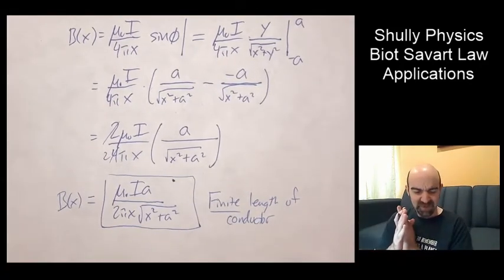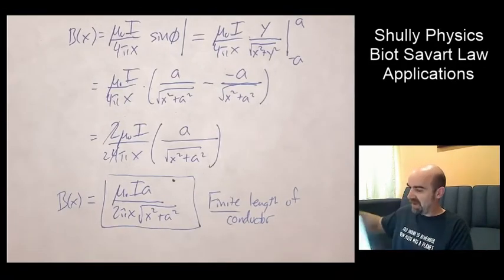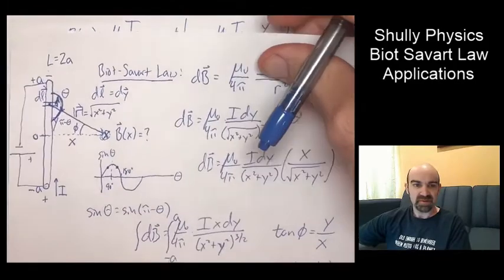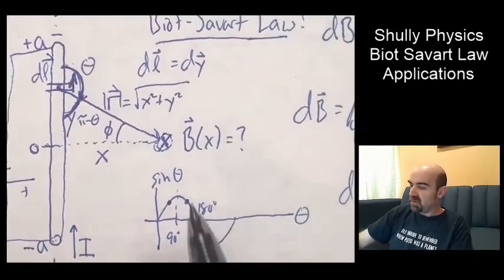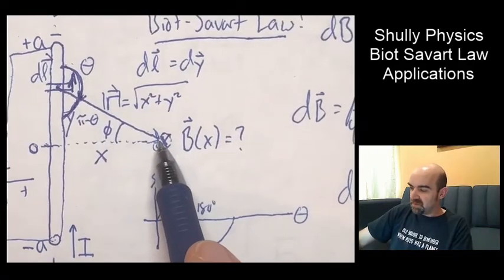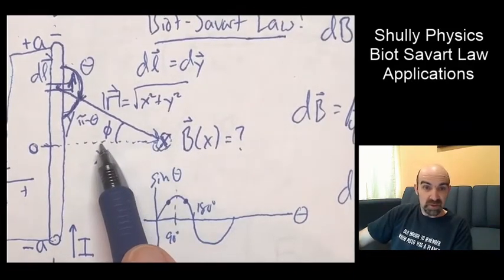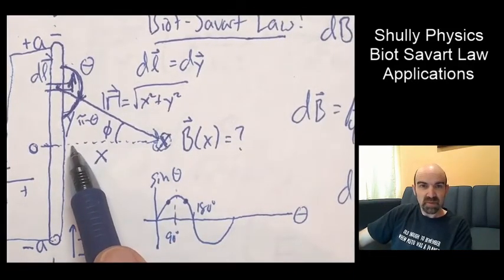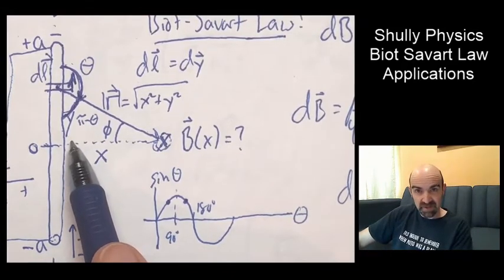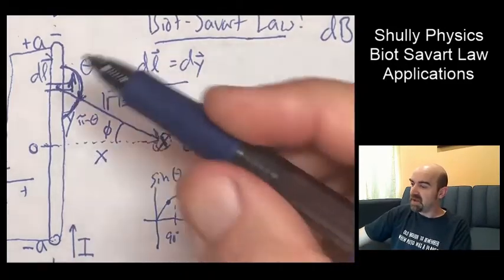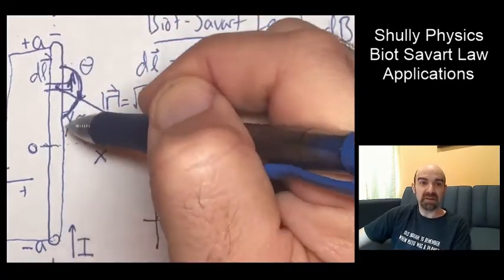So what would happen if we brought our position x, zoom in here, what if we brought this position closer and closer and closer to the wire? When that happens, x becomes much less than a. When x is much less than a, we have essentially an infinitely long wire.